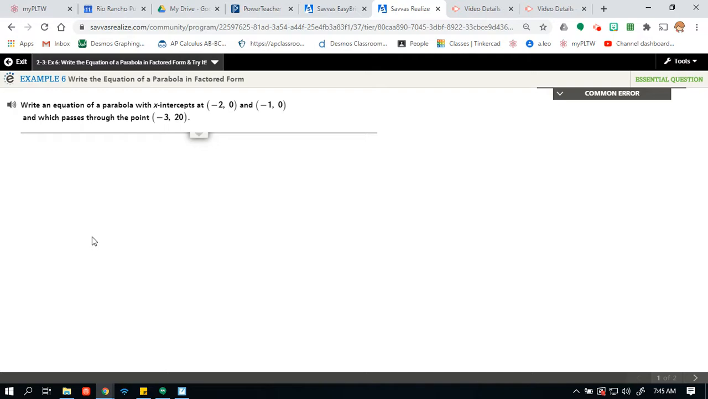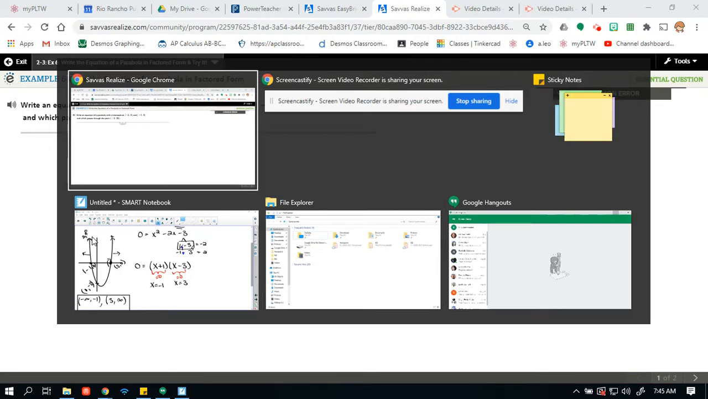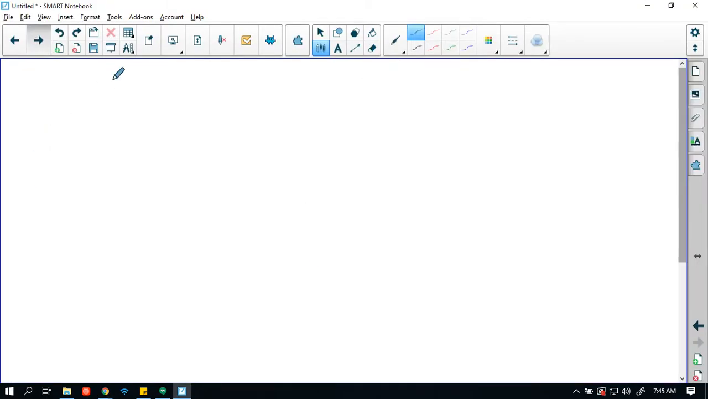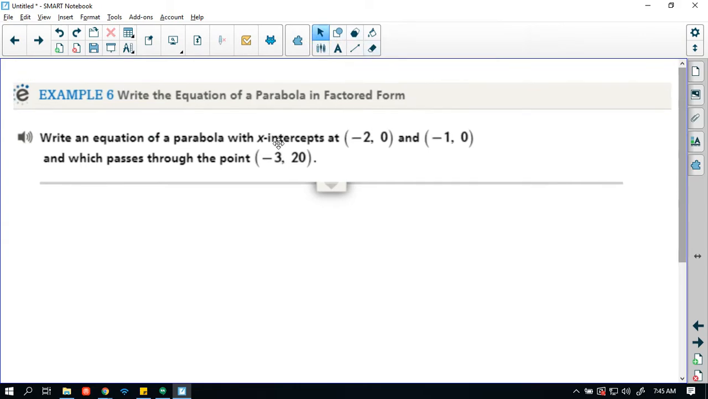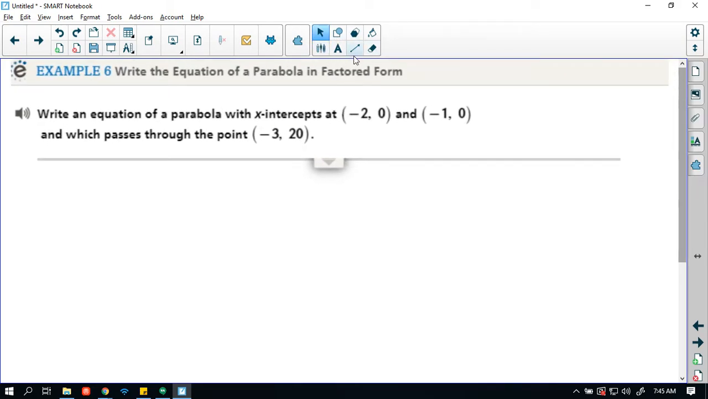And in this one, we're going to write the equation of a parabola in factored form. So they gave us 3 points. So this is almost like, let's go to the smart notebook. Let's leave from the last example and go into this one. So it's kind of like they're giving us kind of hints here. So let's see the points that they gave us.